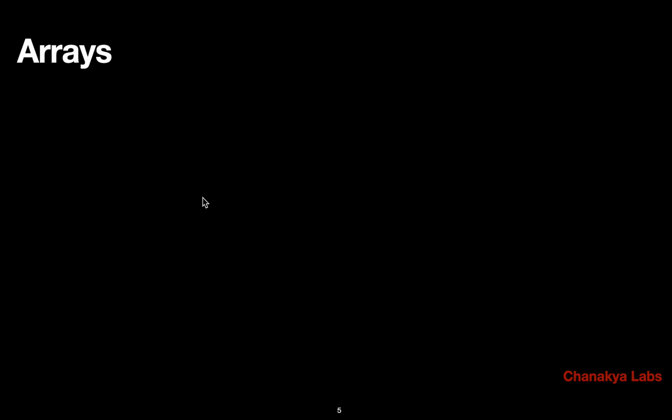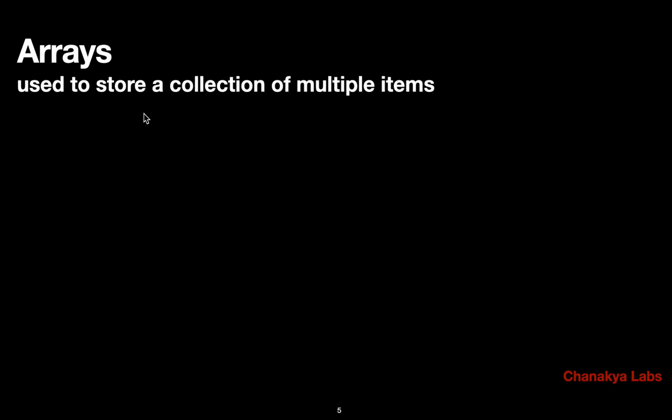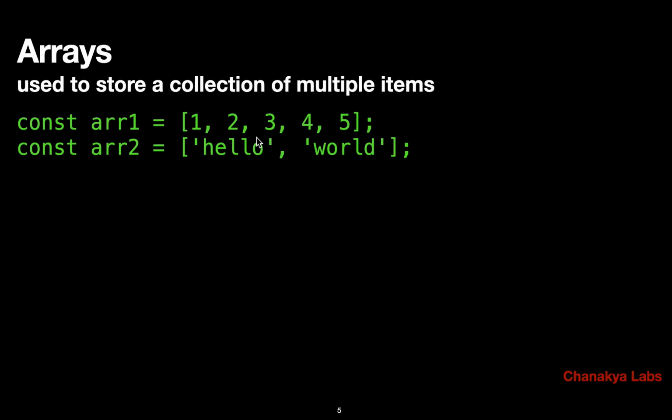Now we are going to have some basic introduction to arrays. Arrays in JavaScript are used for storing a collection of multiple items, something like this. Let's say there is a variable ARR, or any variable you can use, is equal to, and in these square brackets, if you write values like this, comma separated, then basically it means this variable is a collection of multiple items called 1 2 3 4 5.